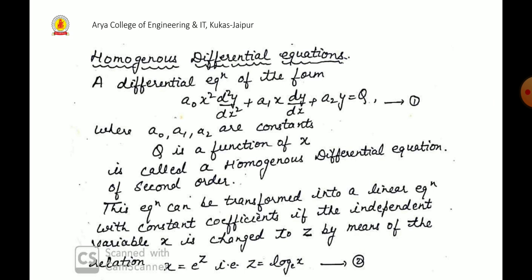This equation can be transformed into a linear equation with constant coefficients if the independent variable x is changed to z by means of the relation x is equal to e to the power z, that is, z is equal to log base e of x, which is equation number 2.